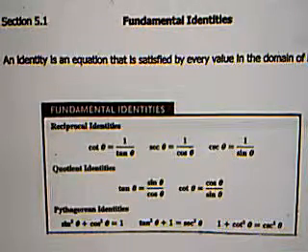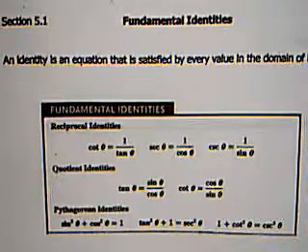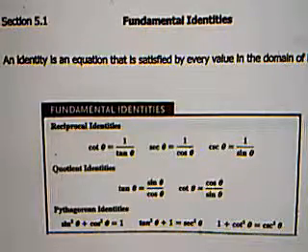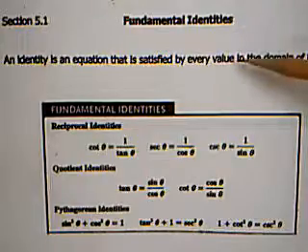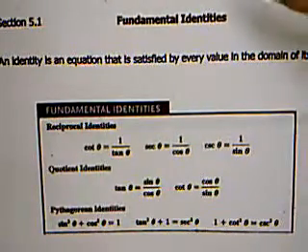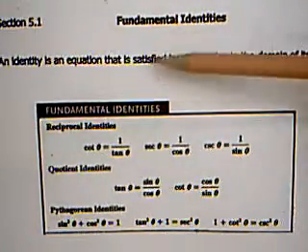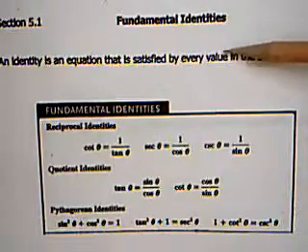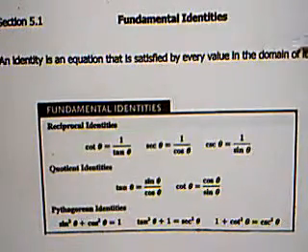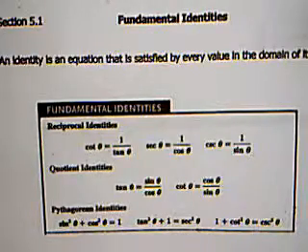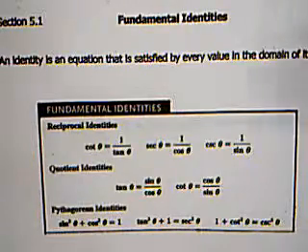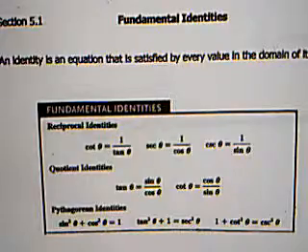Chapter 5 is on trigonometric identities, and in section 5.1 we're going to be focusing on just the fundamental identities. As your note says, an identity is just an equation that is satisfied by every value in the domain of its variable. So we say an identity is a rule that we hold as being true for any value that we put in for the variable.